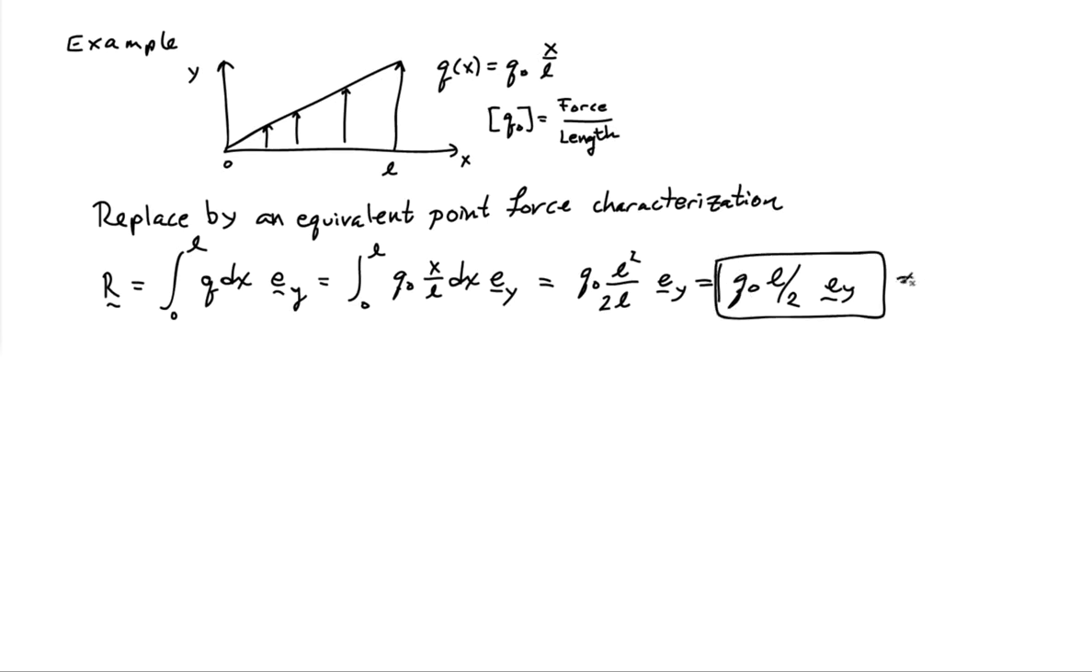And you'll notice that that's just simply 1/2 base times height. Right, so it's just the area underneath the distributed load that gives you the total load, and the direction is the direction in which it's acting. Now I know what the load is. It's Q naught L over 2 acting in the y direction, but what I don't know is where it acts.